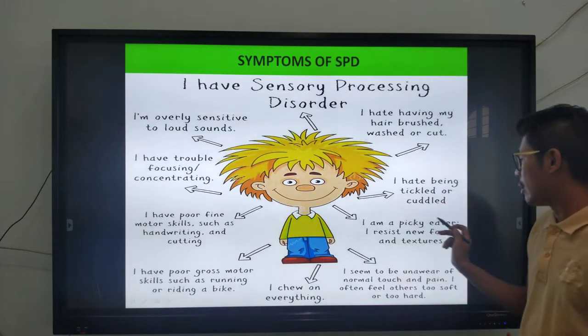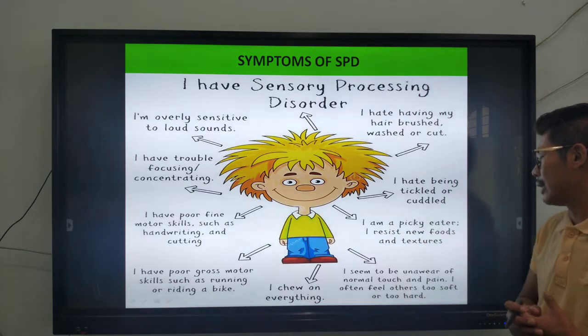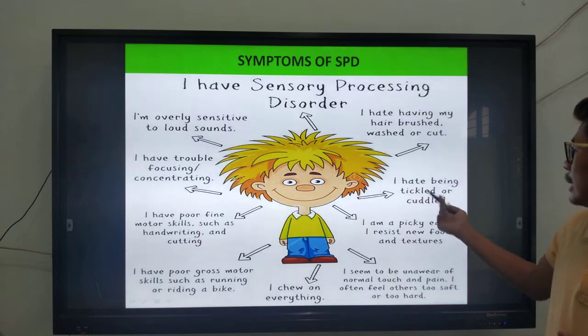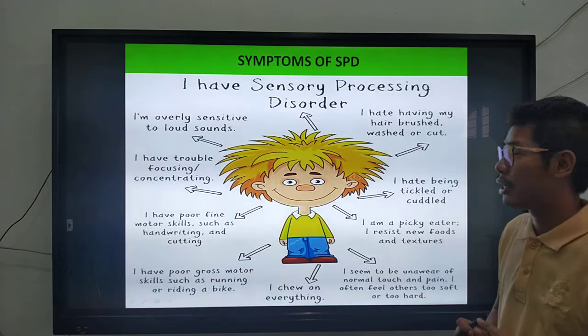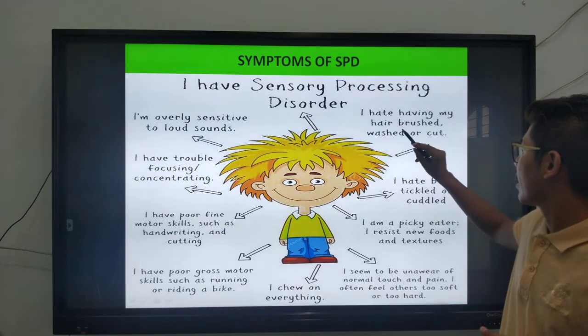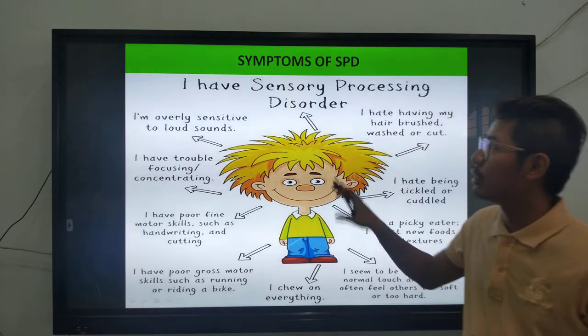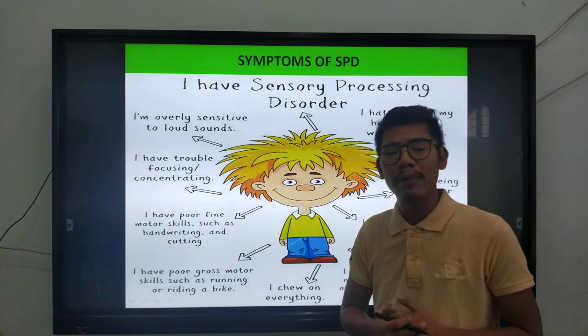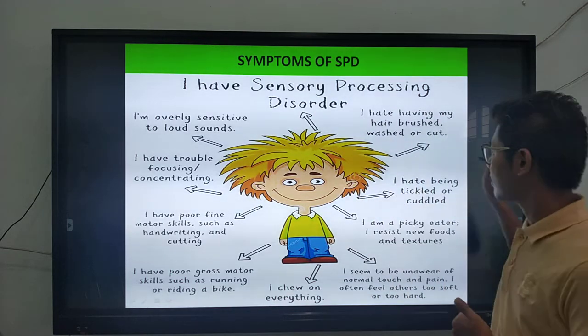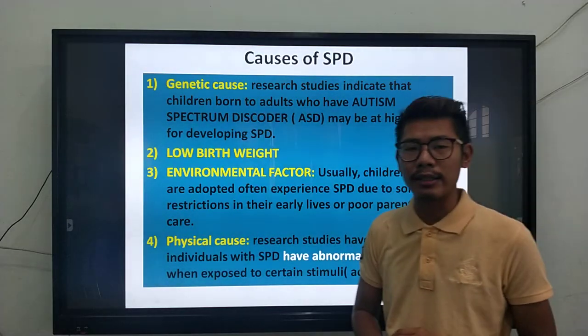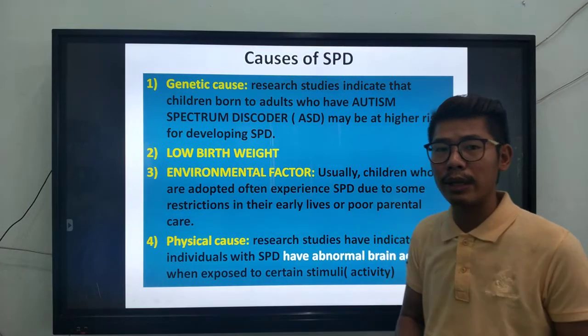Then, I am picky about eating, resist new foods and textures, and I am ticklish or cuddly at the same time, same as ADHD. Then, I dislike having my hair brushed, washed, cut. These are some of the symptoms you see in a child suffering with autism. There's a sensory processing disorder. Now let's see the causes of ASD. What are the reasons for these children to behave in this manner?